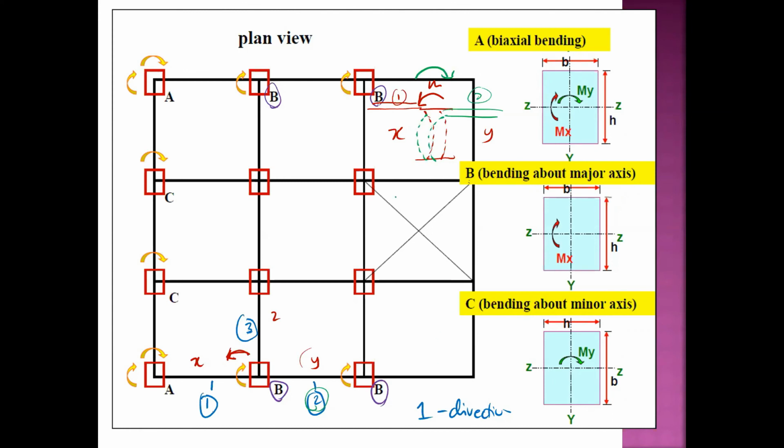Okay, so the action of beam number 1 is cancelled out by the action of beam number 2, provided that the spans of beam number 1 and beam number 2 are similar, or not too different. So the bending towards X or towards Y is cancelled out.